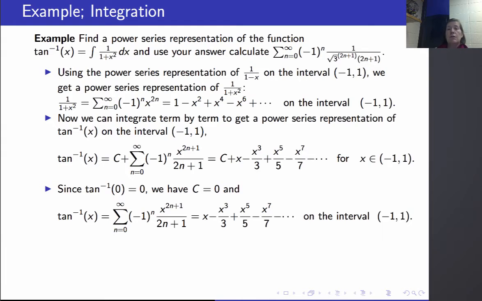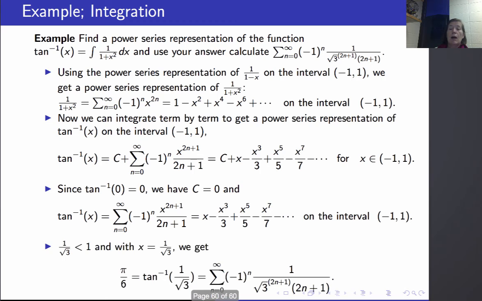Now, of course, we have to find this constant because tan inverse is a specific function of x, so we need a specific function of x on the right. So plugging in x equals 0 on both sides of the equation, we get tan inverse of 0 equals c plus 0, and tan inverse of 0 is 0, so we must have the value of our constant c is 0. So tan inverse of x equals the sum of this alternating series, the sum of minus 1 to the n x to the 2n plus 1 over 2n plus 1 for values of x between minus 1 and 1.